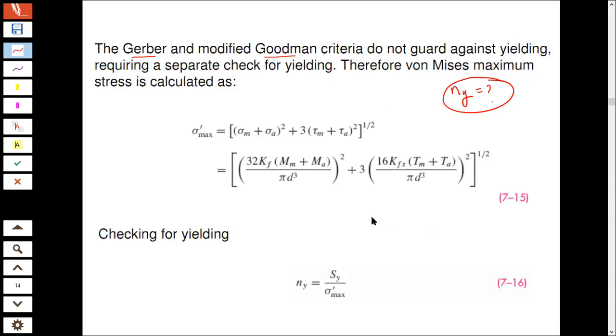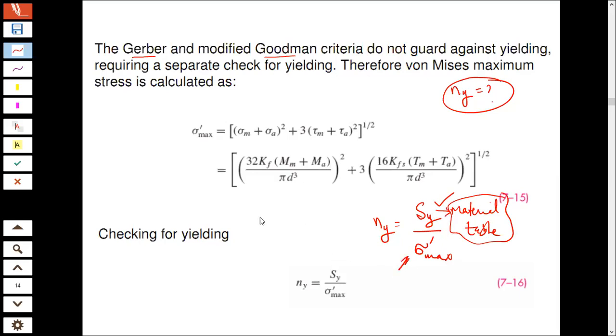what will be the factor of safety in yielding? N y. That will be equal to the strength divided by the maximum stress. So you can, S y will come from the material table. The manufacturer will give you this value, S y, right? Where will the stress come from? Because you know sigma A and you also know sigma M, right? So you can calculate it from there using the von Mises criteria.